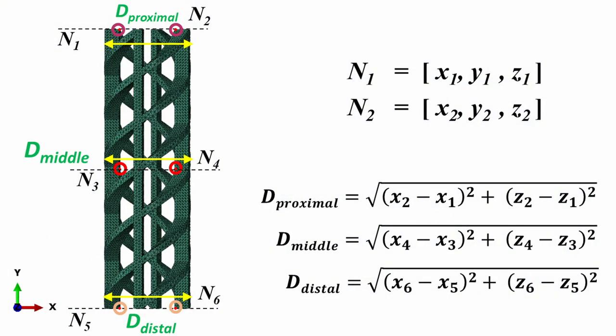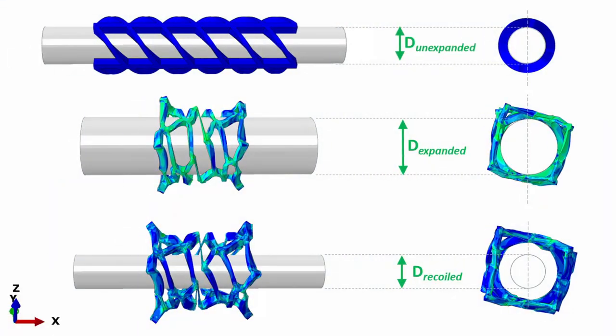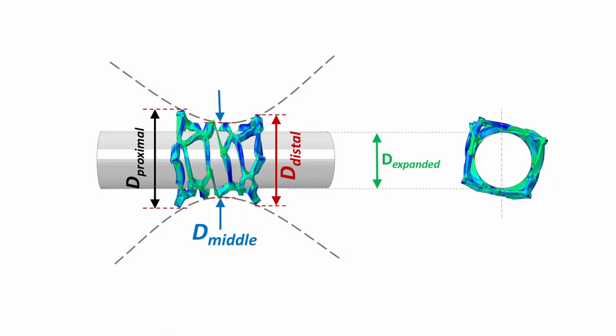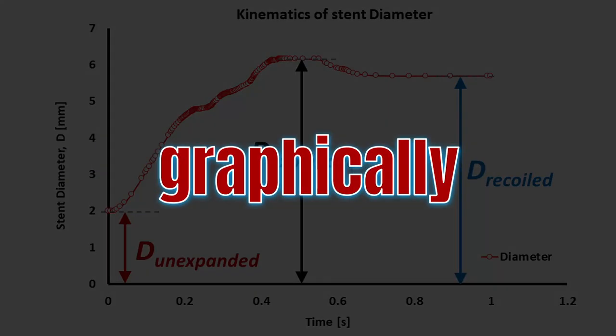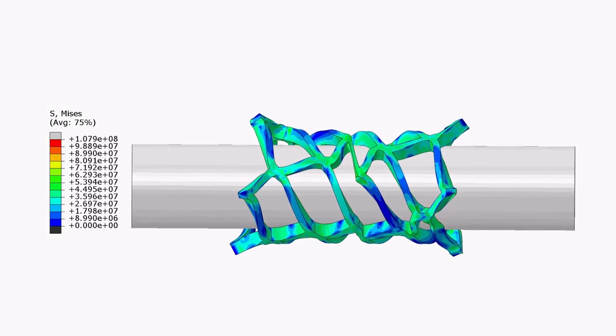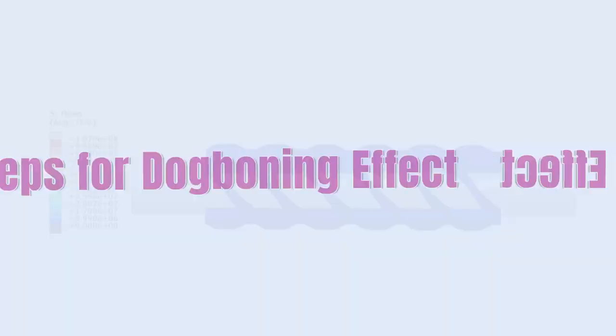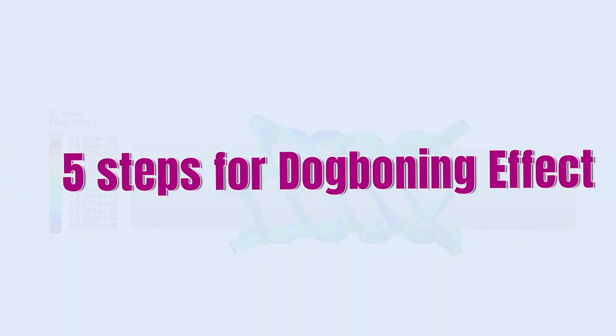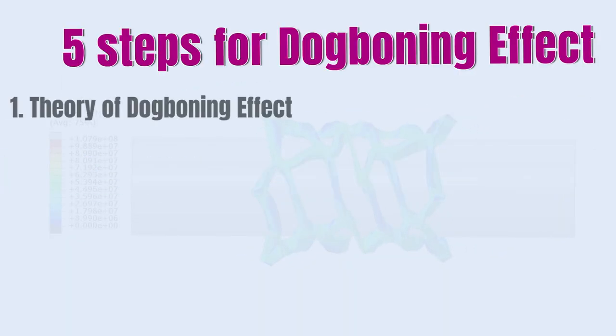In this video, I will show you how to do so after running the ABAQUS simulation of the stent. Make sure you stick around to the end, where I'll also show you graphically how this effect can be demonstrated. Let us sit back and relax as we get started with this modeling. So as we start, there are five steps that we're going to use in generating this dogboning effect.